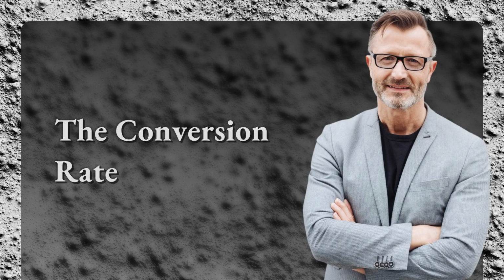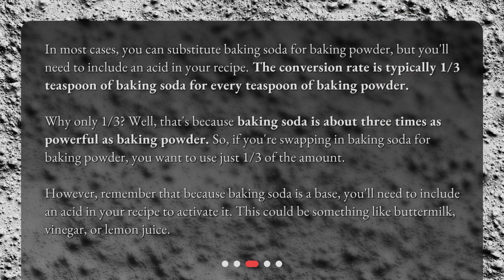The conversion rate. In most cases, you can substitute baking soda for baking powder, but you'll need to include an acid in your recipe. The conversion rate is typically 1/3 teaspoon of baking soda for every teaspoon of baking powder. Why only 1/3? Well, that's because baking soda is about 3 times as powerful as baking powder. So, if you're swapping in baking soda for baking powder, you want to use just 1/3 of the amount.